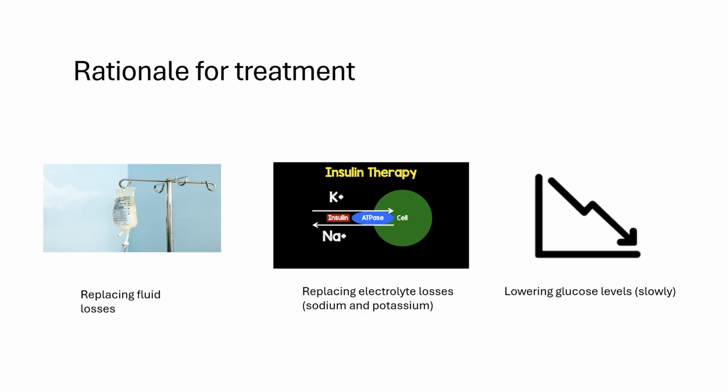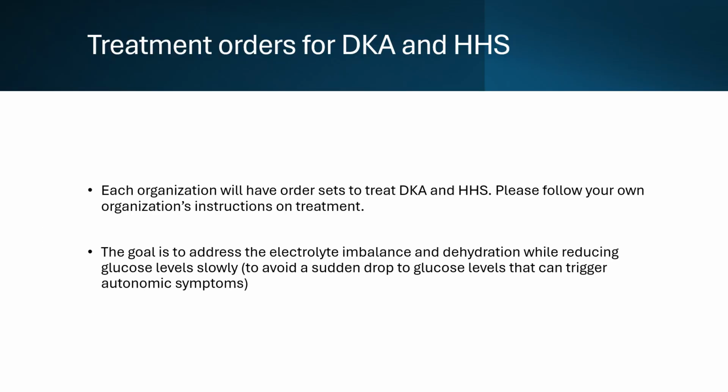Then we're adding the insulin, which actually happens usually an hour or two after the initial fluid replacement. And that is, we're wanting to lower those glucose levels slowly. We do not want to drop their sugar levels quickly, because as you know, you'll get an autonomic response into the hypoglycemic range if we drop them off the cliff. From a sugar of 30 down to 10, they're going to feel pretty rotten. So we're trying to lower those glucose levels slowly. The treatment orders for DKA and HHS will vary slightly between organizations, so please follow your own organization's instructions on the treatment, but the goal is to address the electrolyte imbalance and dehydration while reducing the glucose levels slowly.